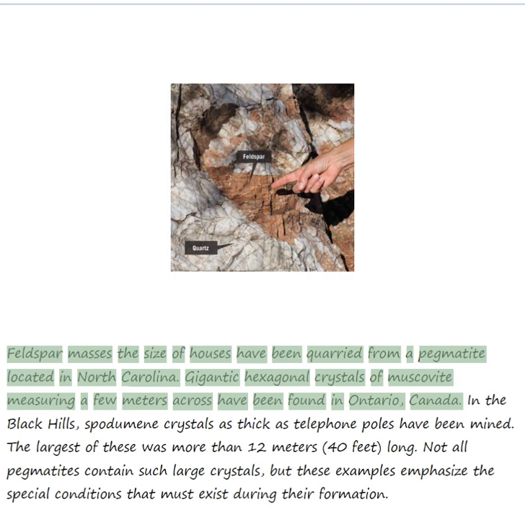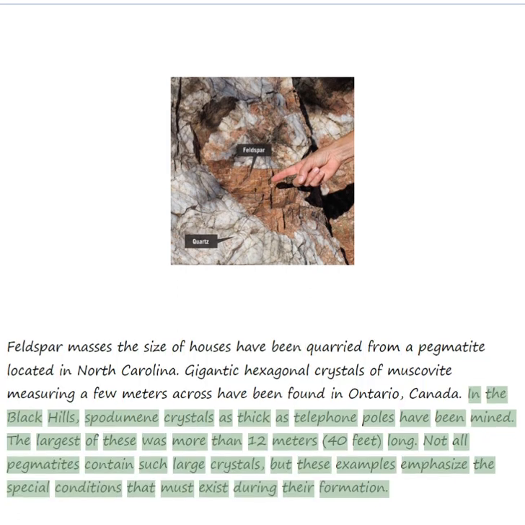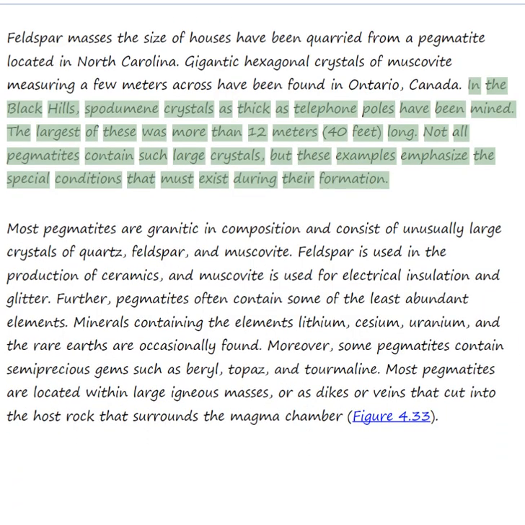Gigantic hexagonal crystals of muscovite measuring a few meters across have been found in Ontario, Canada. In the Black Hills, spodumene crystals as thick as telephone poles have been mined. The largest of these was more than 12 meters long. Not all pegmatites contain such large crystals, but these examples emphasize the special conditions that must exist during their formation.